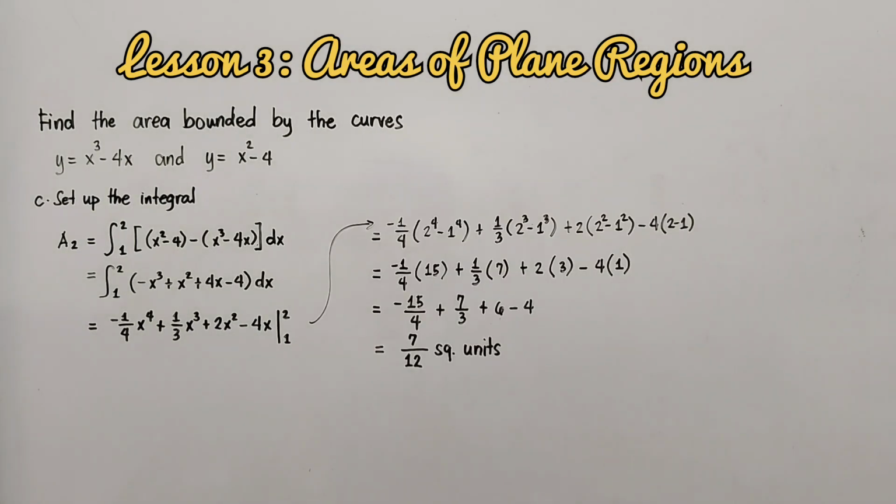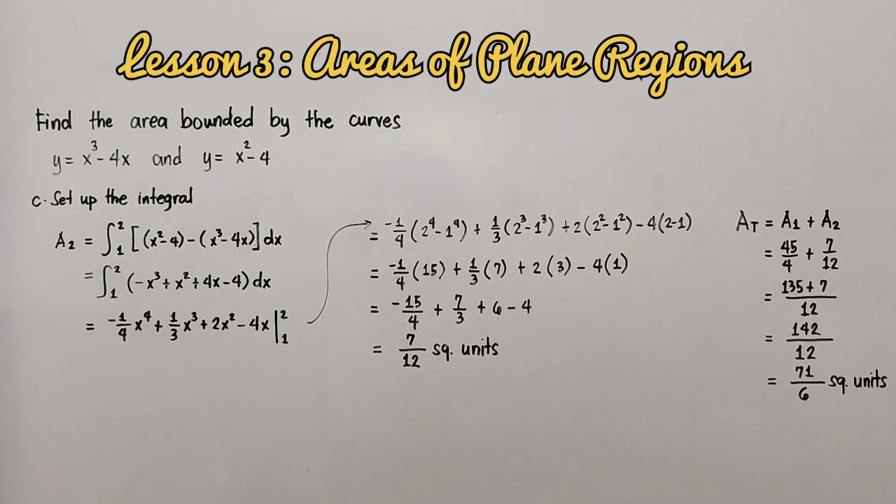After that, we substitute the upper and the lower bounds. We have the area of 7 over 12 square units. To get the total area bounded by the two curves, we need to add the first area and the second area. The total area equals the area of the first region plus the area of the second region.